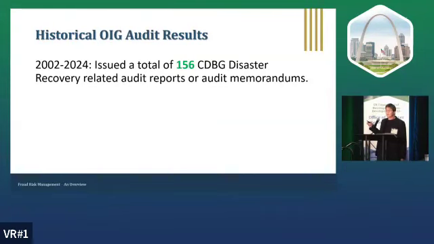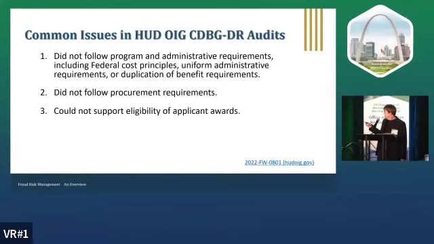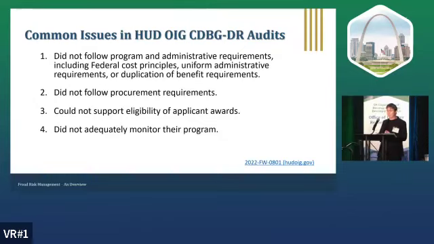Since 2002, we've done 156 audits. There are common issues. We actually did a report on it in 2022. Those are the big four. And I realize the first one may be a large lumping ground, but it really is one bucket when you look at it. You're either not following your program or you're not following HUD's programs. But procurement surprised me, how many procurement issues we were finding.